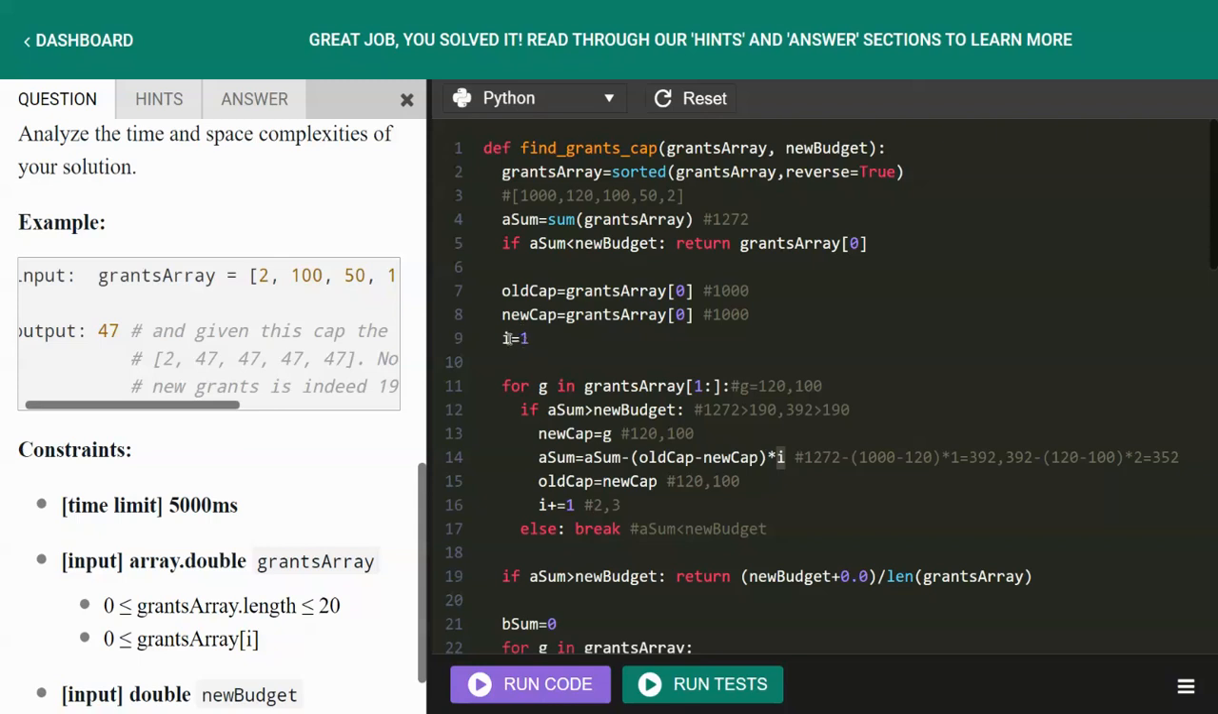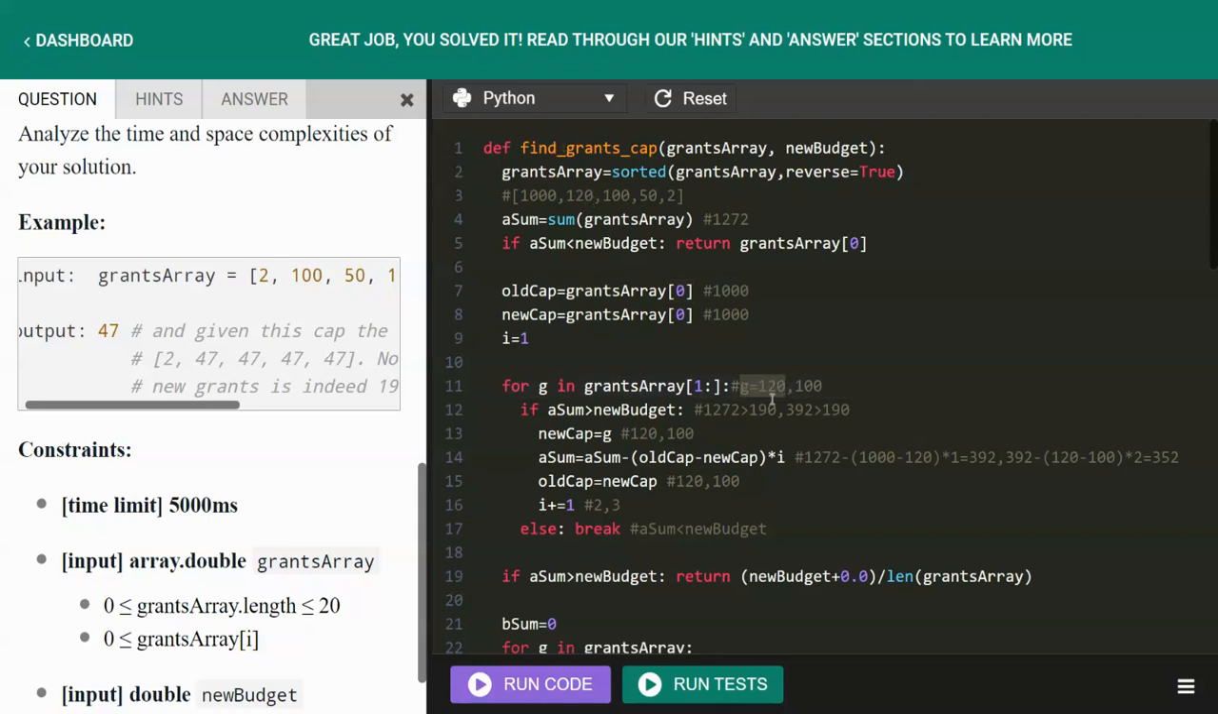So the initial index will be 1, and then I add 1 each time, because the number of grants being impacted will increase by 1 each time. So I have to add it to the index. So for all the grants in the grants array, starting from the second largest grant, because the first one we have already put in here already.